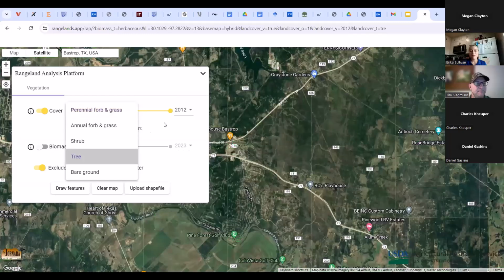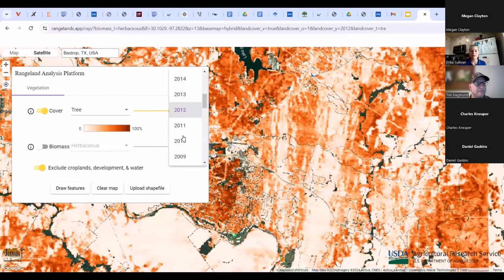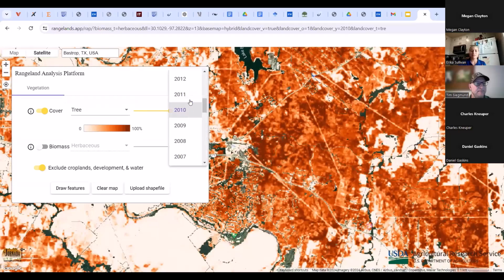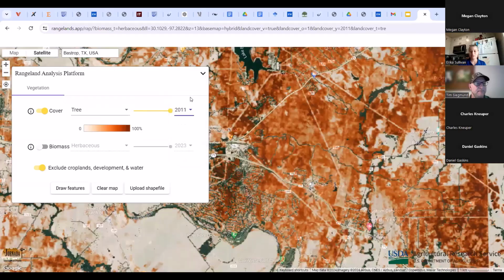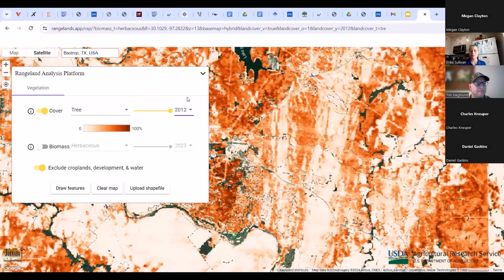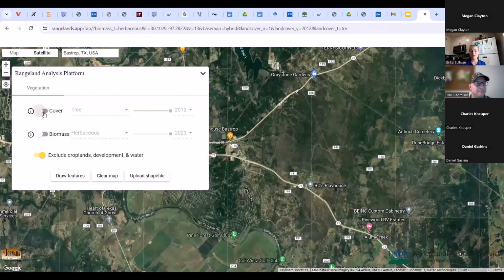And so we can do the same thing for tree cover in this case. If we look back at 2010, we see it's pretty dense, right? 2011, I can see that it kind of thinned up some more in different areas. And then 2012, maybe it kind of thinned up even more so. That's really interesting to look at, really informative. I feel like I can get a lot of information, at least just visually, for this area. All right, so that is cover. Let's go ahead and take a look at biomass.